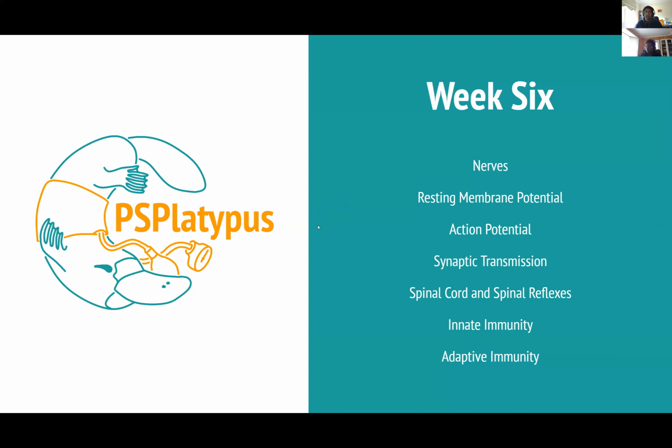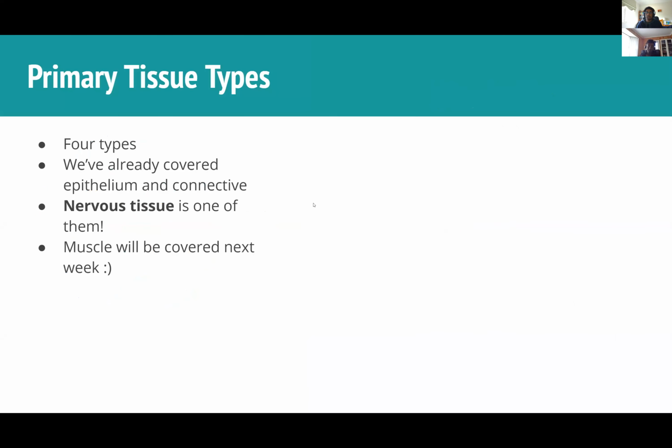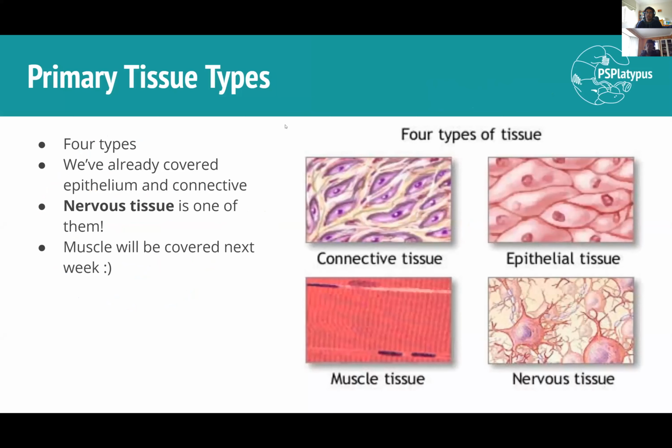Perfecto. In that case, let's get started. So the first thing we're going to be talking about today is nerves. This is one of your primary tissue types, along with the other two covered so far, epithelium and connective tissue, and muscle we'll be dealing with next week. By the way, quick shout out to Kyle, who whipped up these slides, and they're very, very pretty.